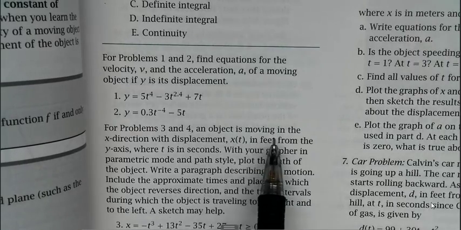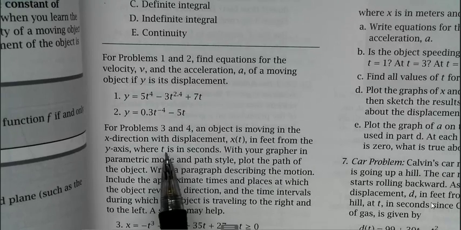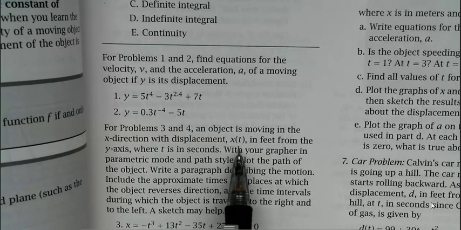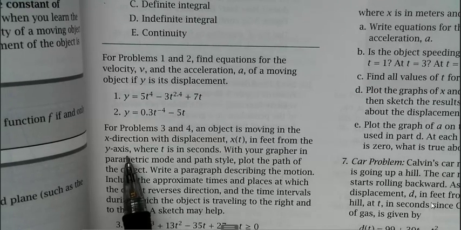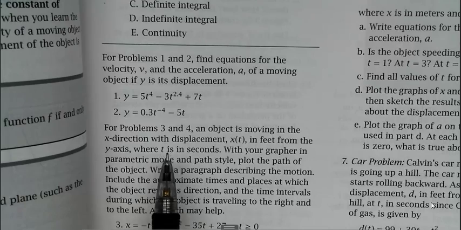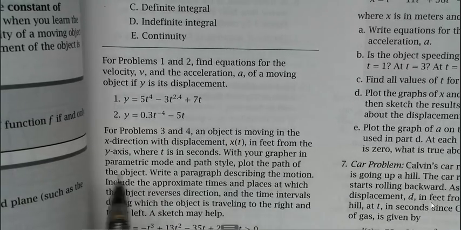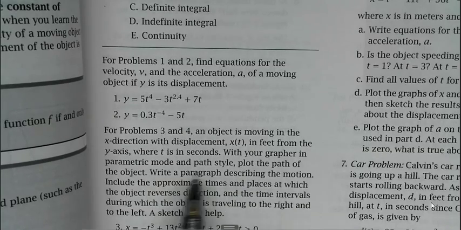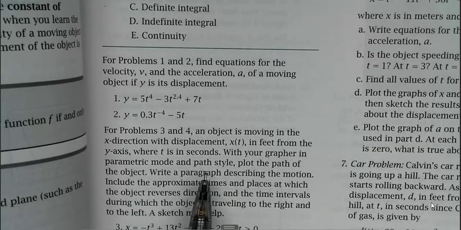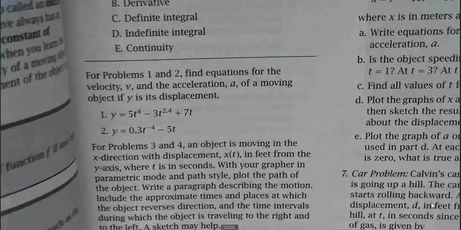You have an object moving in the x direction, right? So horizontally, with displacement x of t, in feet from the y-axis. So starting at the y-axis, and keeping your t positive, so t is always positive time, and then moving along that x-axis. With your grapher in parametric mode and path style, plot the path of the object. Okay, so let's first find where parametric mode is.